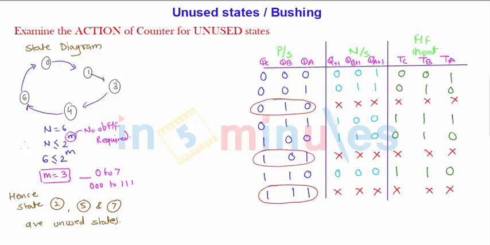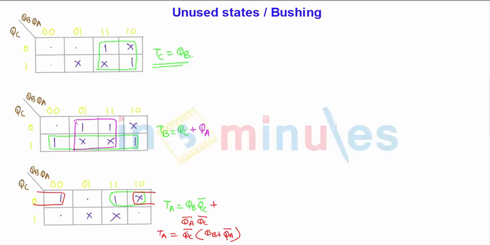So if we go back to the state table, in the state table we have put don't care conditions here. Don't care conditions indicate that the next state for 2 can be 0 or 1. Okay, so it is not decided. So for this circuit, what equations did we get? Let us see how the circuit behaves. TC is equal to QB, TB is equal to QC plus QA, and TA is equal to this combination. Let us try to find out how the states 2, 5 and 7 behave.